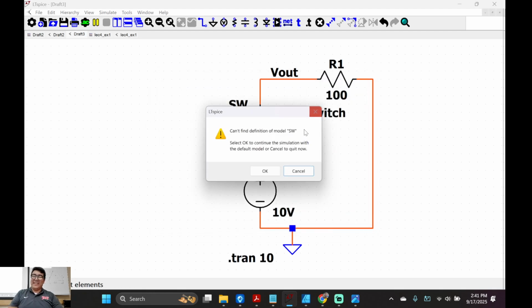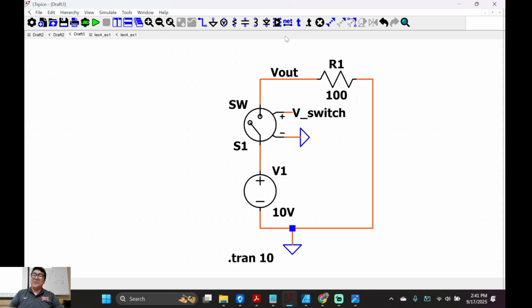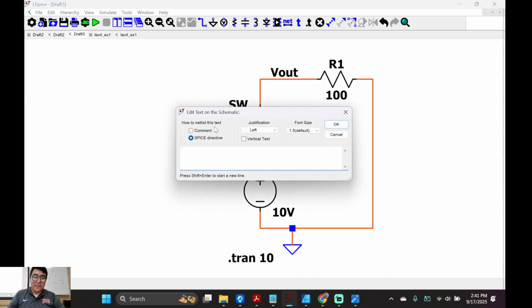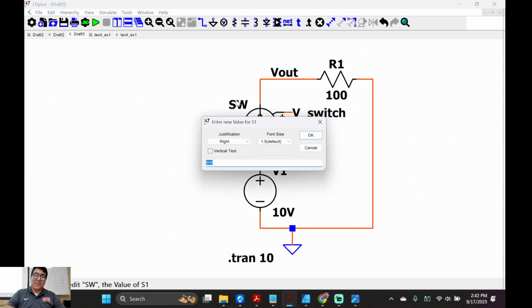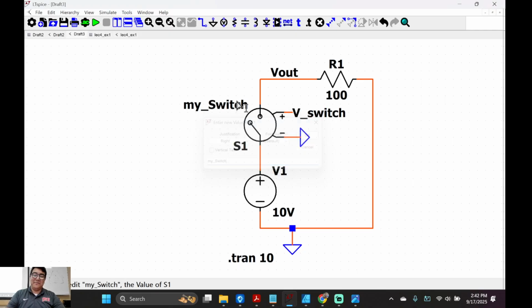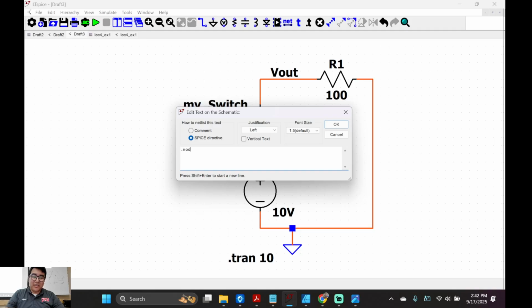So it's asking, hey, I need a definition for this switch model. So all you gotta do is press this, which is gonna be your commands that you start to define. There's one command that you'll learn to memorize for the next 4 years, which is the model. That says, hey, we're gonna create a model here. And before I even do that, let me name our switch. I'm gonna call it my switch. Does that look good? So now let me create the model. Dot model my switch.